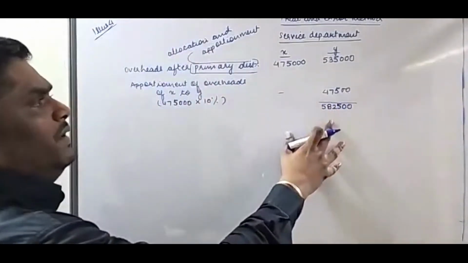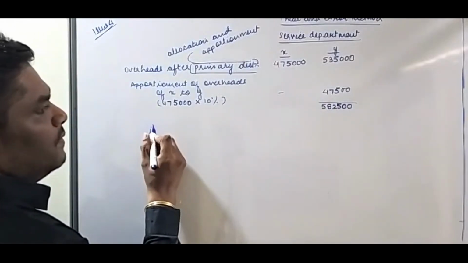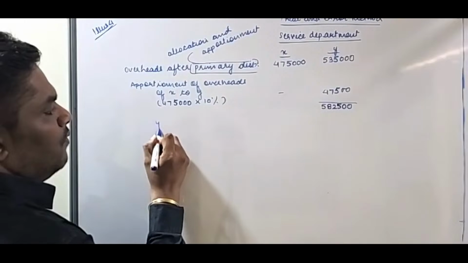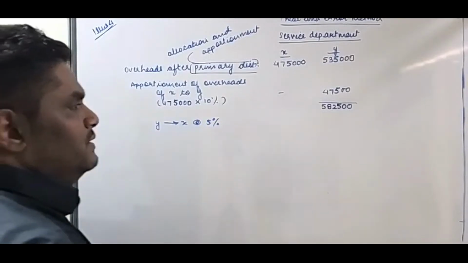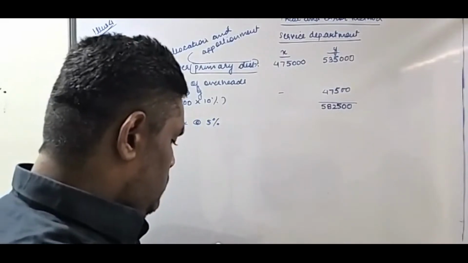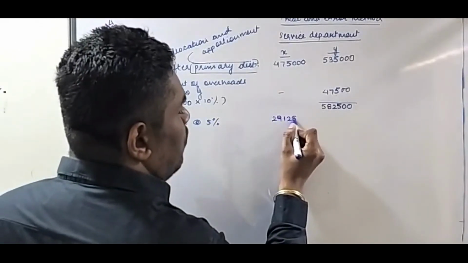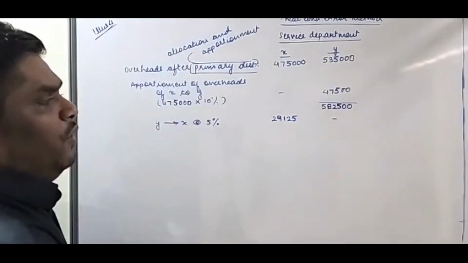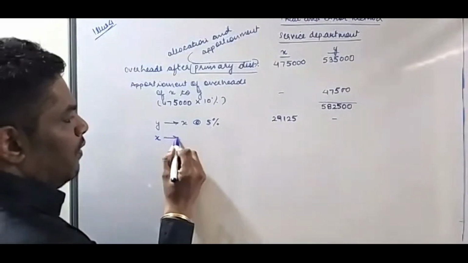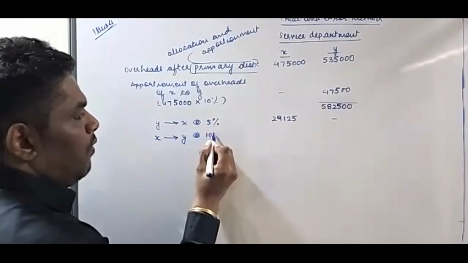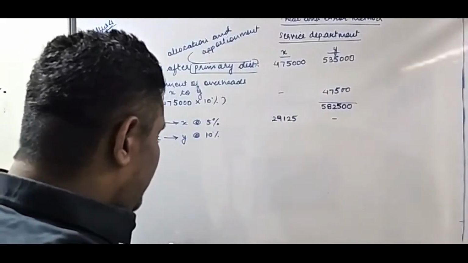Now we have got the total overheads of Y. 5% will go to X. Just writing in short, 29,125. Now we have got the overheads of X. Again, 10% will go to Y. That is 29,125 into 10%. We'll get 2,913.